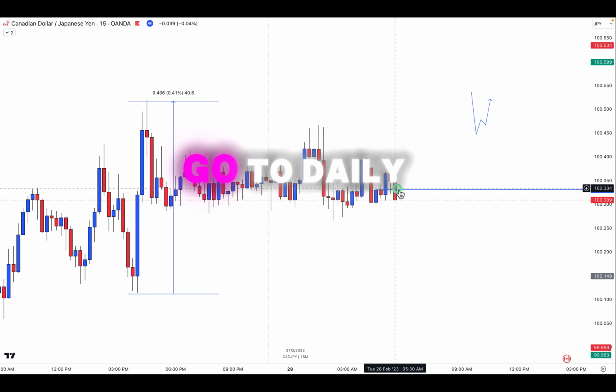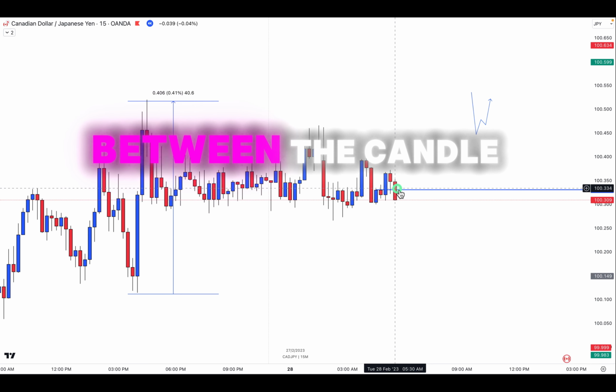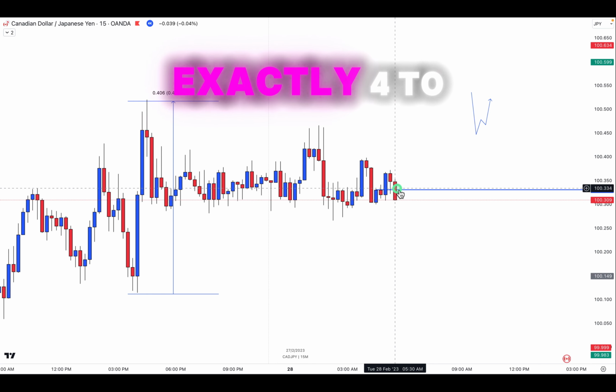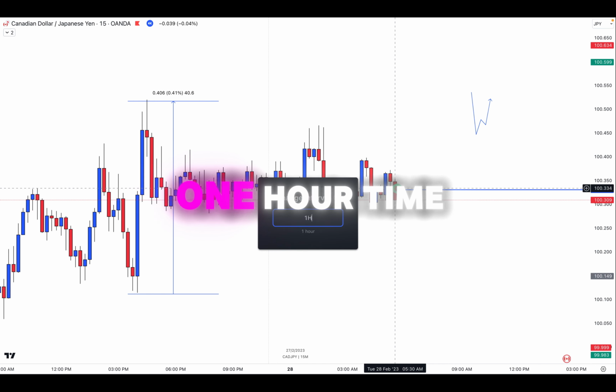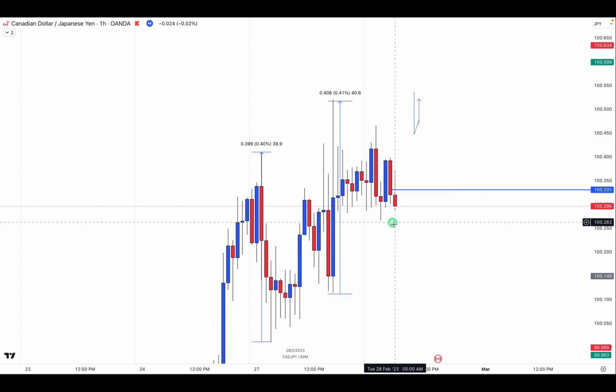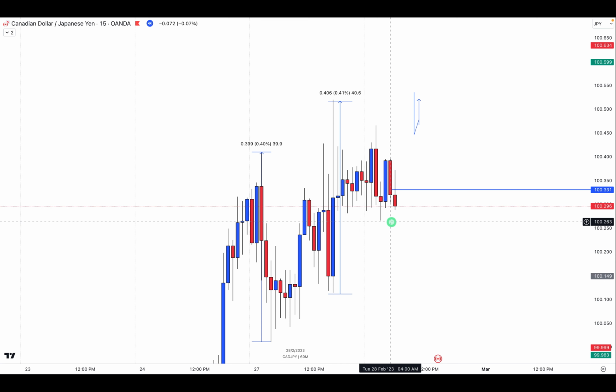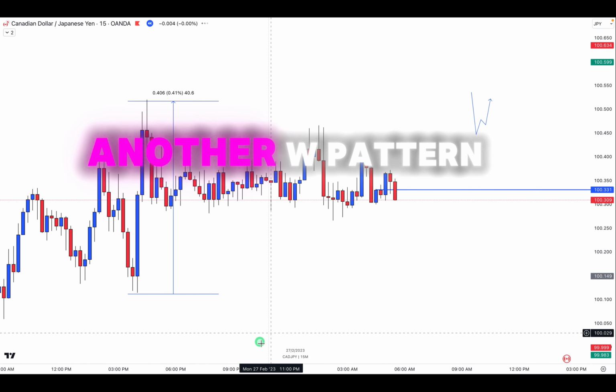You have to go to the daily, and you see here it's 5:30. So the candle which closed at exactly 4 to 5, if you go to the 1 hour time frame, you can see this candle here was bearish, so we do not have any entries at that point. Let's wait for another W pattern.